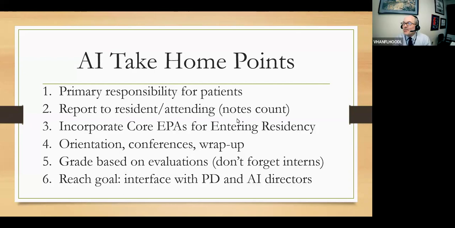Point 4 for a clerkship director: an AI director who runs a required course that all students take should have a lot more than 0.1 FTE. I agree.